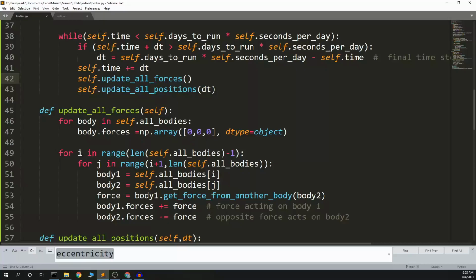And so you go through, and for the first body, you get the force on that body. Let's say your first body is the sun. You get the force acting on the sun from all of the planets and all the moons and all the asteroids and what have you. You add all those up, and then you also apply the opposite force to the planet. So if Earth is exerting 1,000,000 newtons of force on the sun, then the sun's exerting 1,000,000 newtons of force in the other direction on the Earth. So you update all the forces for a given time step, and then you update all the positions.